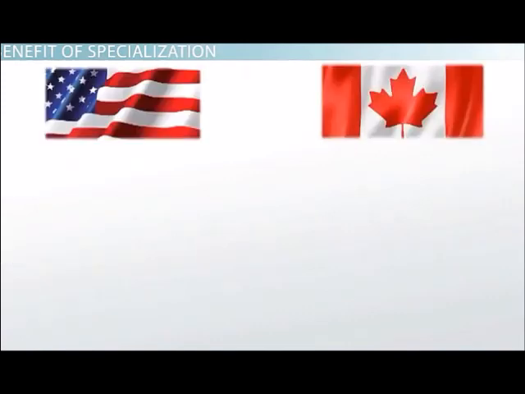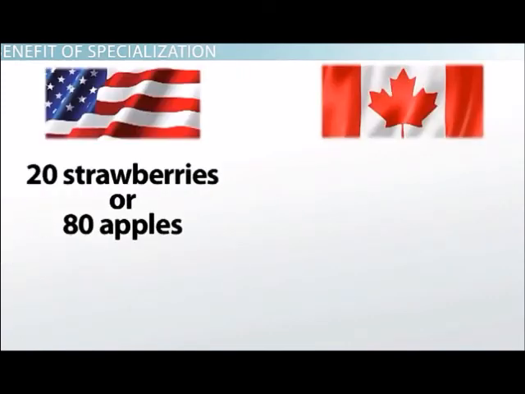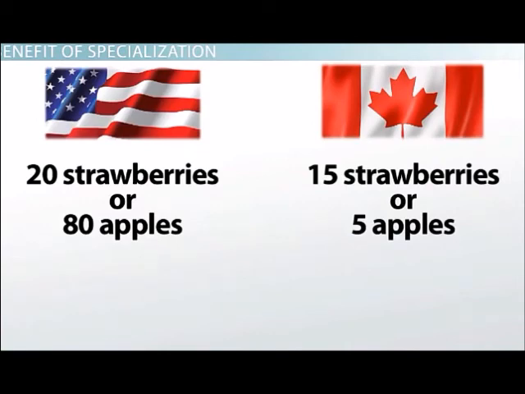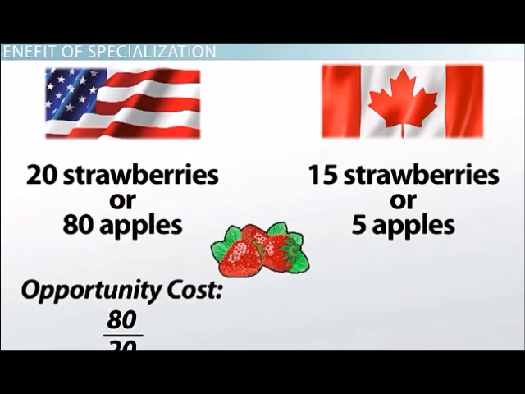The U.S. can produce 20 strawberries or 80 apples, while Canada can produce 15 strawberries or 5 apples. That means that the opportunity cost to the United States of producing one strawberry is 80 divided by 20, or 4 apples.